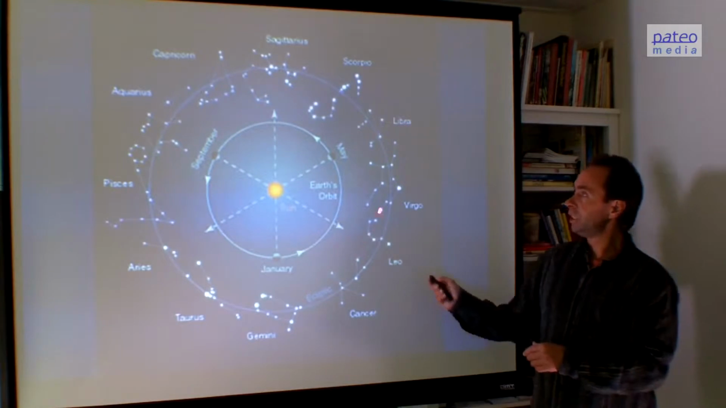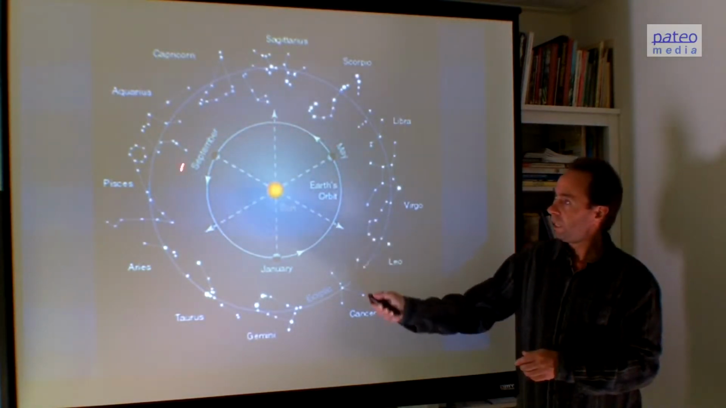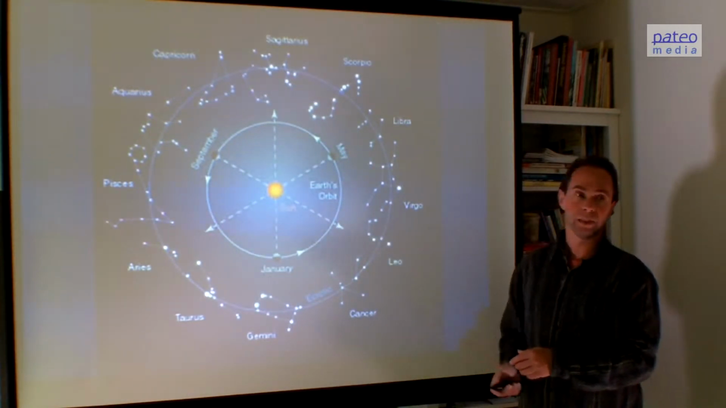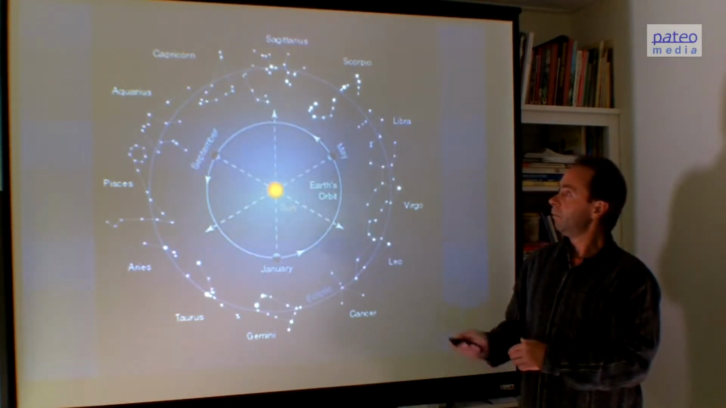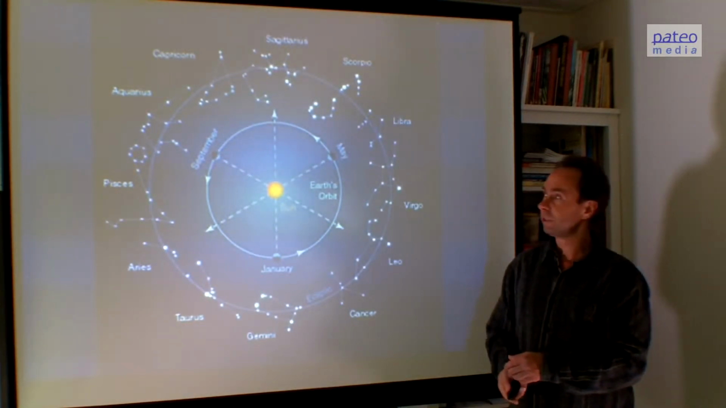In a year's time, we see different stars behind the sun. We make an orbit around Helios with our light ship Terra, and we see different stars behind Helios. And we've divided that into 2 times 6 parts, in 12 constellations.